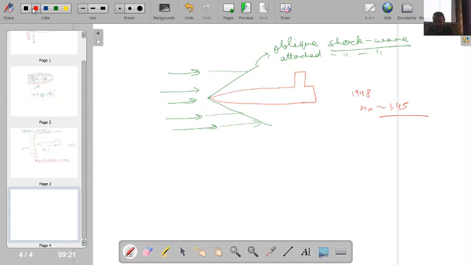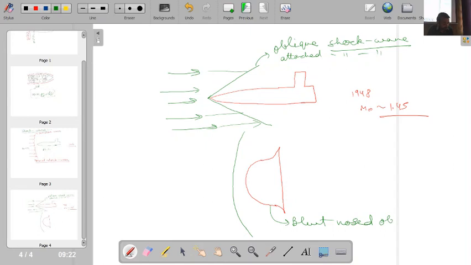Then consider another situation, say you have a blunt nosed body, and in this blunt nosed body you will find that the shock wave forms something like this. Near the zone which is very close to the tip, the shock wave is almost normal to the free stream. As we move away from the body, it becomes oblique because it changes its angle from the free stream, and when we move far away from the body, the change in angle is actually huge.